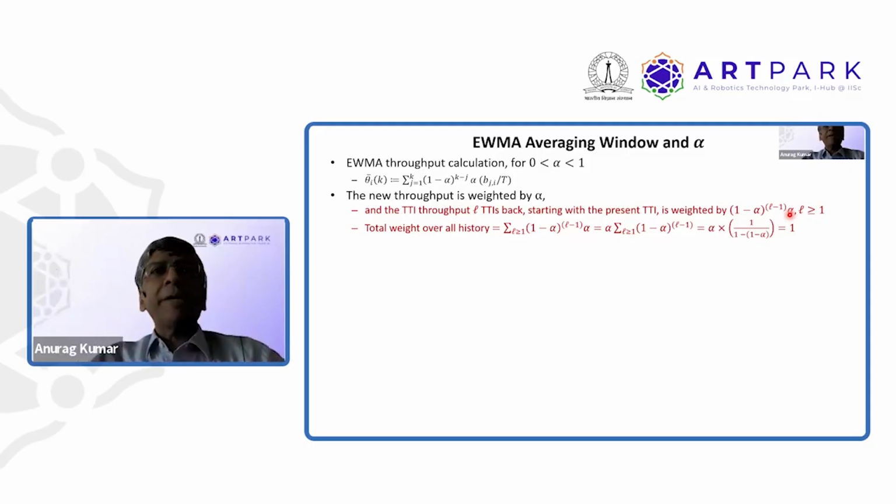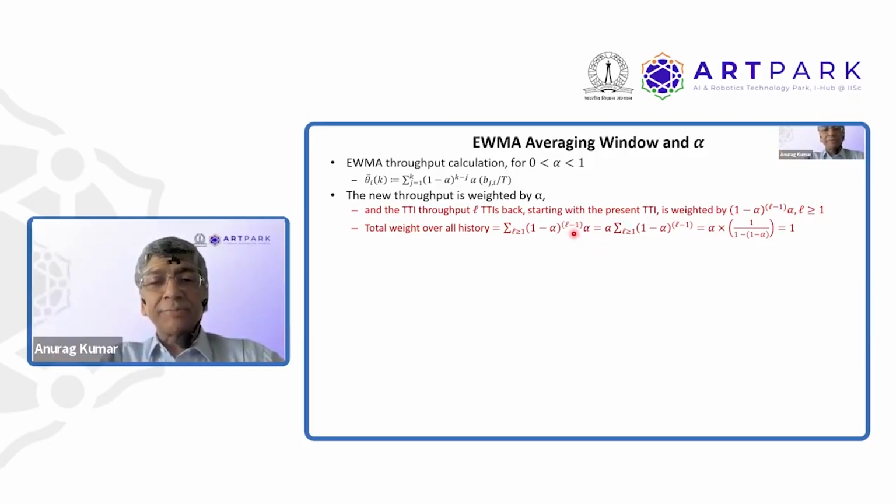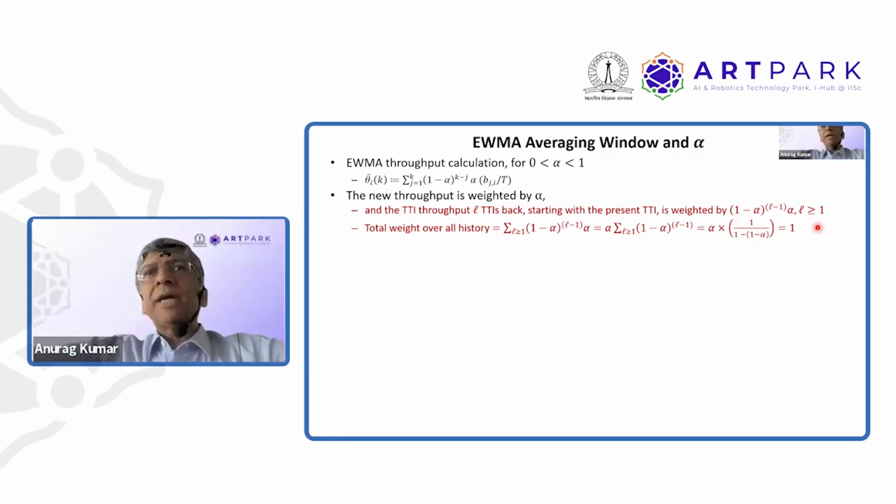What is the average history I'm keeping? Okay, can I average this? First of all, you'll notice that if I sum the weights over all history, simple calculation, your geometric series, it adds up to 1. The total weights add up to 1. Well, if it's like probability, then probabilities add up to 1.